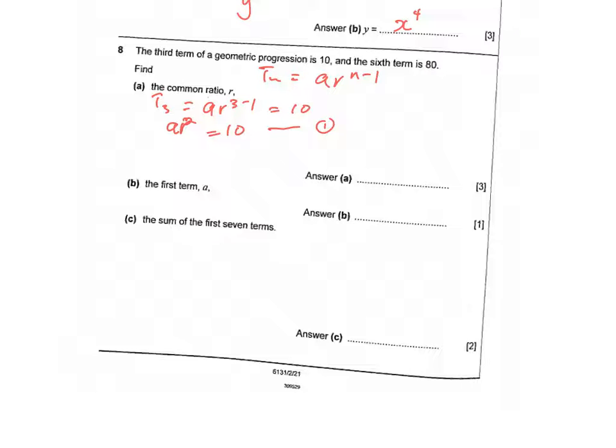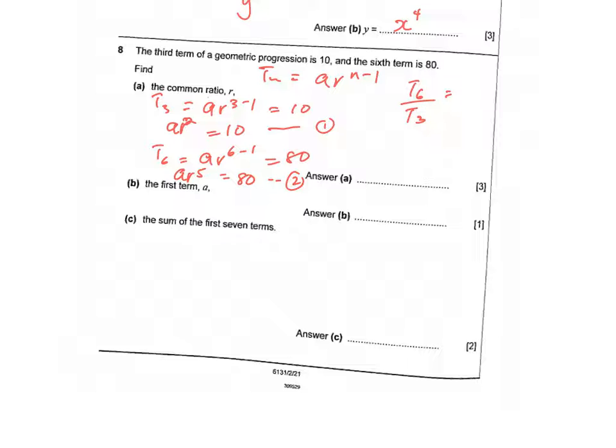Then you go to the sixth term. T6 is a r to the power 6 minus 1, and that should give you 80. So which means a r to the power 5 equals 80. This is your second equation. From there, you just divide your equation 2 by equation 1. Because you have a GP, it's about the common ratio. Therefore, we need to divide. If it was arithmetic, then you know that you need to get a common difference, so you subtract. So now here you say T6 over T3.